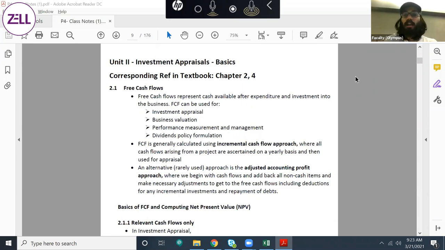Third thing is the performance measurement and management. I already spoke on that. Okay. That if your losses are increasing, but if the revenue does not increase, that means the company is not doing good. Third thing is the dividends policy formulation.